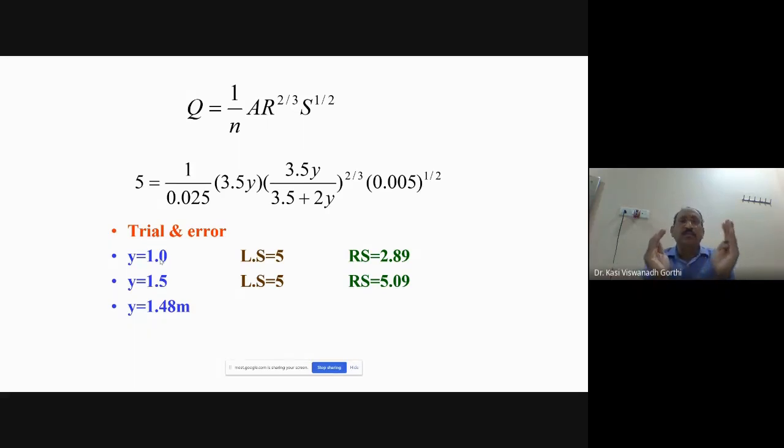That means you need to carry 5 meter cube per second of water in a canal, in a channel. What should be the usual depth of flow? Maybe 1 meter or 10 meters. That is very, very important. Instead of keeping 1, if you keep 0.1, convergence is very difficult. If you keep 10 also, convergence is very, very difficult. So that is how the initial guess is very important for the trial and error procedures.